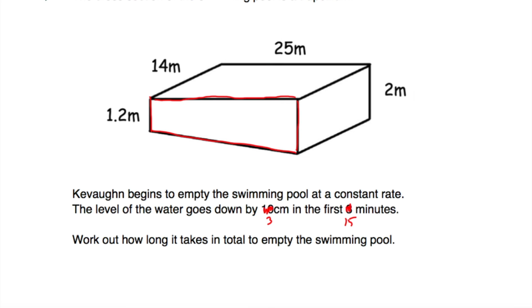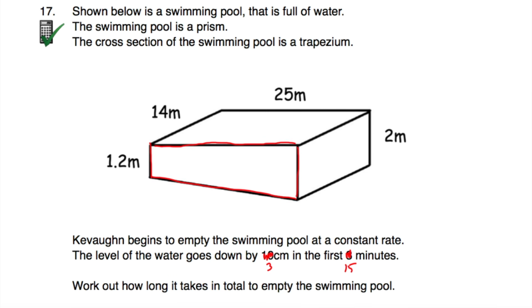Okay, so to begin, the first thing we know is that the swimming pool is full of water at the very beginning. So what I'm going to do is actually work out the volume of the pool to begin with. So I'm going to find the area of this trapezium, and then I'm going to times it by 14. So to find the area of the trapezium, the area is equal to a half of a plus b multiplied by h. So that's the area for a trapezium.